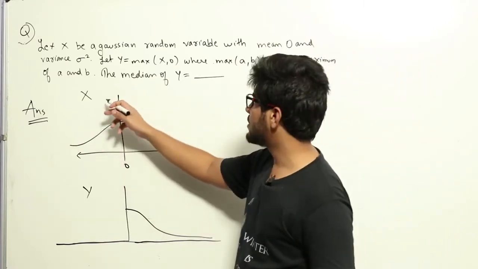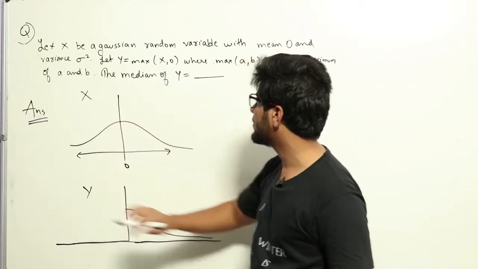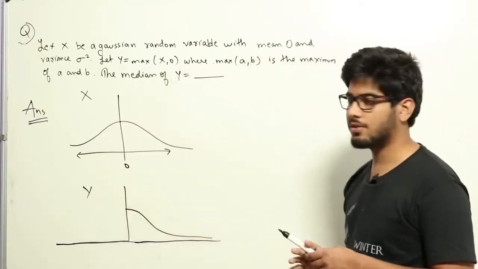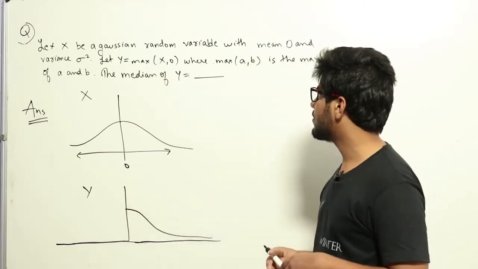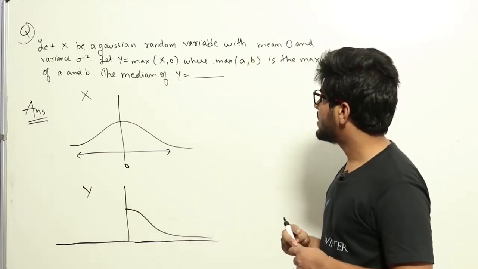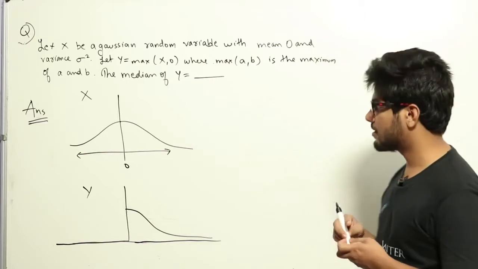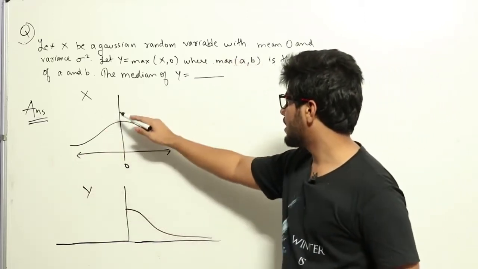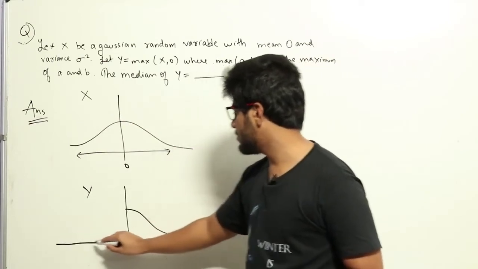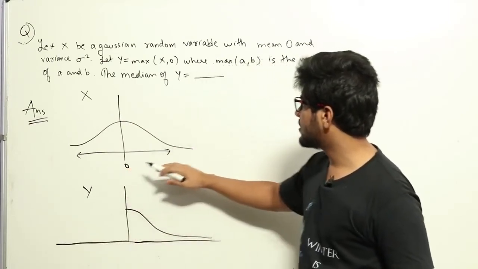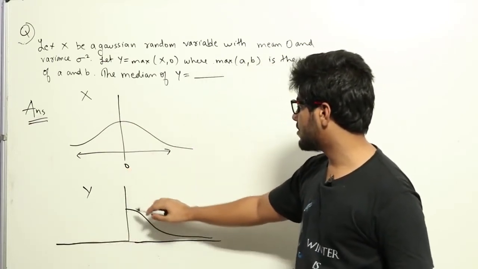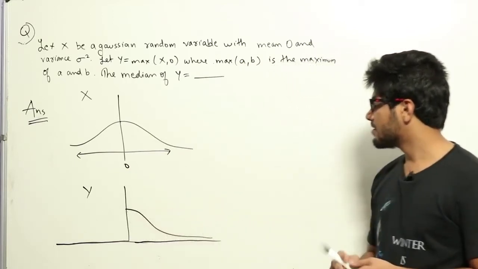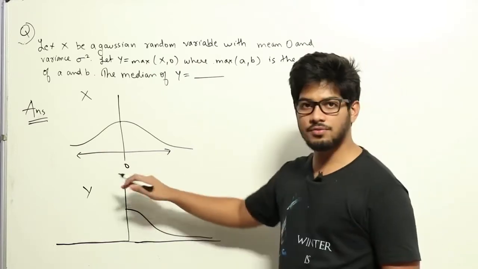And based on X, we need to construct a new random variable Y, such that Y equals max of X comma 0. So if X is greater than 0, Y will be equal to X. And if X is less than 0, Y will be equal to 0. So this is the part where X is less than or equal to 0. In all that part, Y would be equal to 0. And when X is greater than 0, Y will be equal to X. So we'll draw the graph just like that. So this is the distribution for Y.